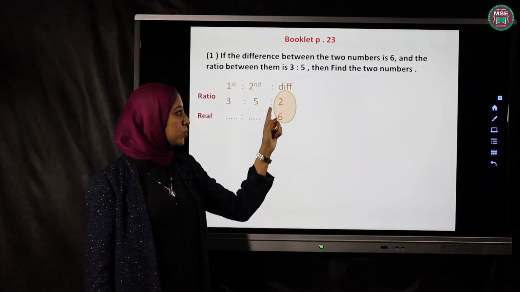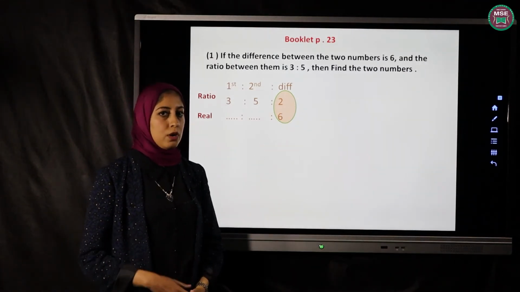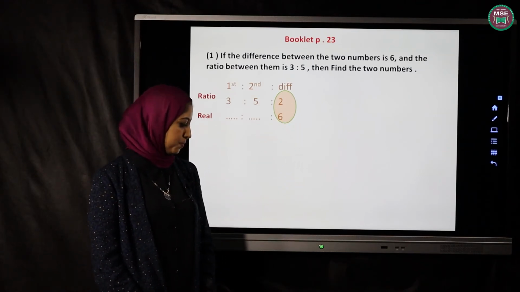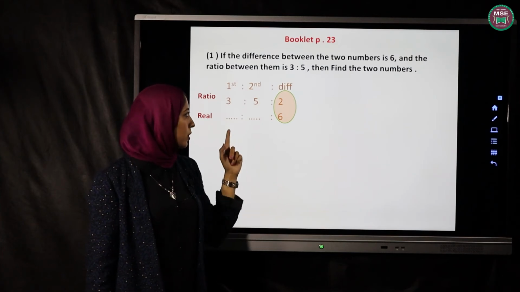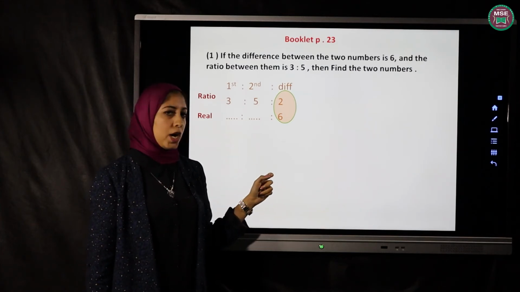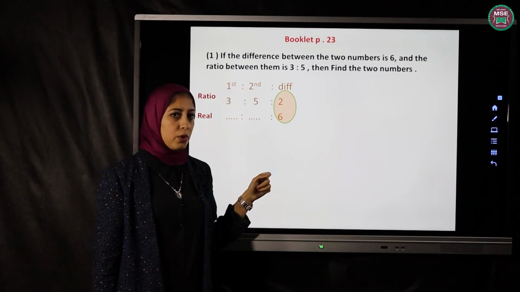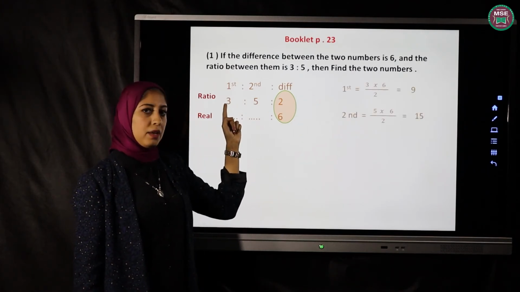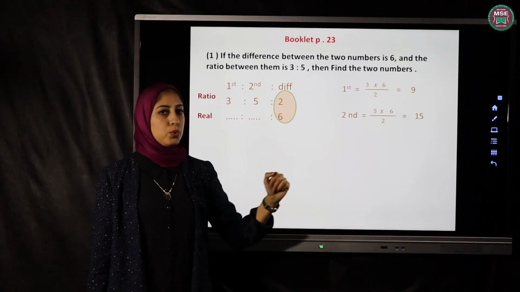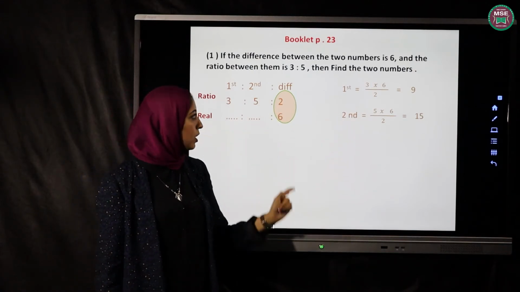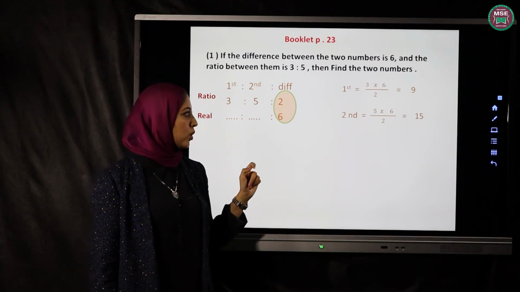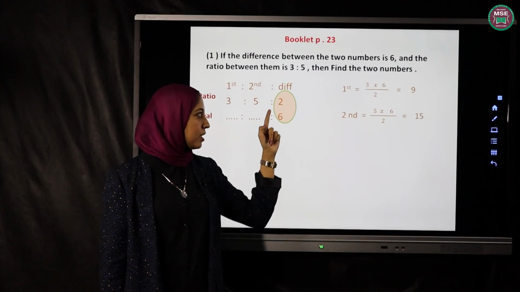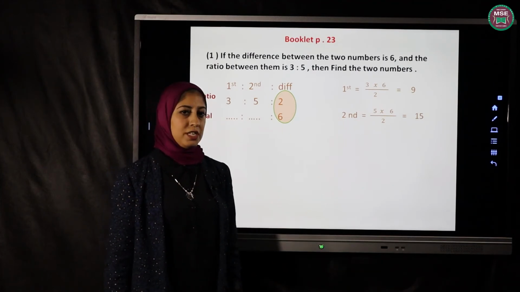Then I want you to circle around the two numbers which are under each other. I will make a circle around the 2 and 6. Then to find the first and the second number, I will make cross multiplication. How can I make it? To find the first number, I will make 3 times 6 over 2. The answer is 9. To get the second number, also I will make cross multiplication. I will multiply 5 times 6 over 2. The answer is 15.